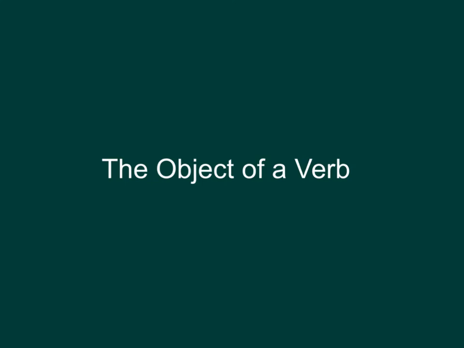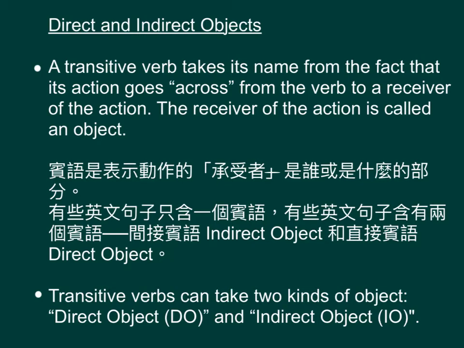The object of a verb。今課教 direct and indirect objects 嘅用法。Direct and indirect objects. A transitive verb takes its name from the fact that its action goes across from the verb to a receiver of the action. The receiver of the action is called an object.